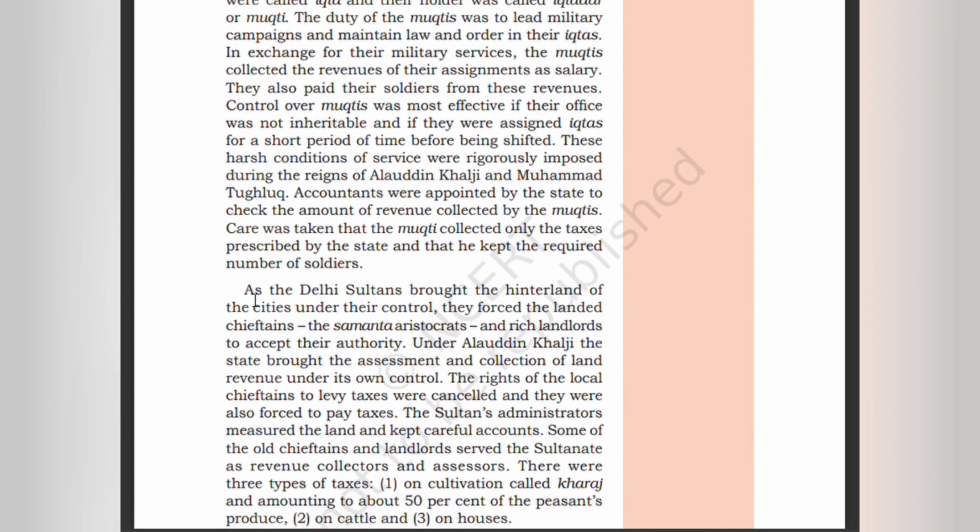of soldiers. As the Delhi Sultans brought the hinterland of the cities under their control, they forced the landed chieftains, the Samanta aristocrats, and rich landlords to accept their authority. Under Alauddin Khalji, the state brought the assessment and collection of land revenue under its own control. The rights of the local chieftains to heavy taxes were cancelled, and they were also forced to pay taxes. The Sultan's administrators measured the land and kept careful accounts. Some of the old chieftains and landlords served the Sultanate as revenue collectors and assessors.